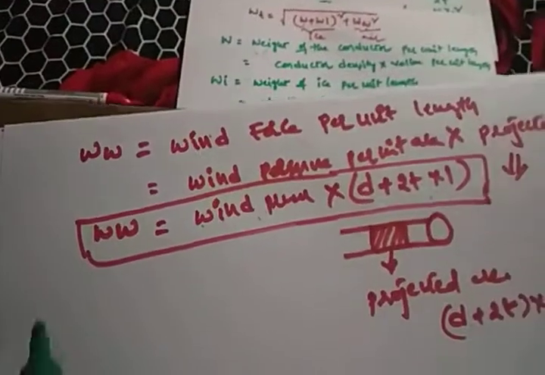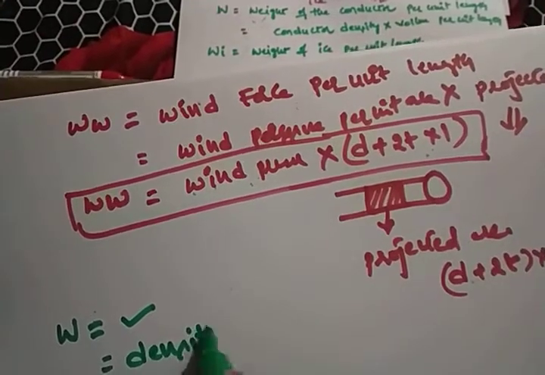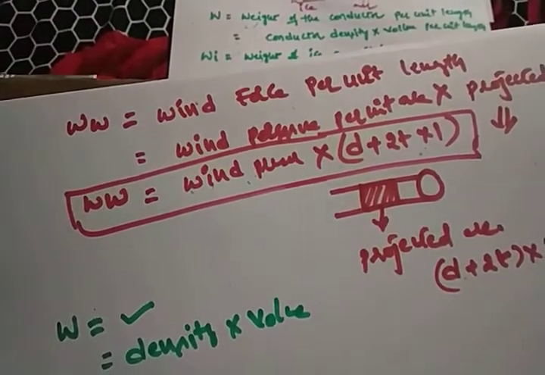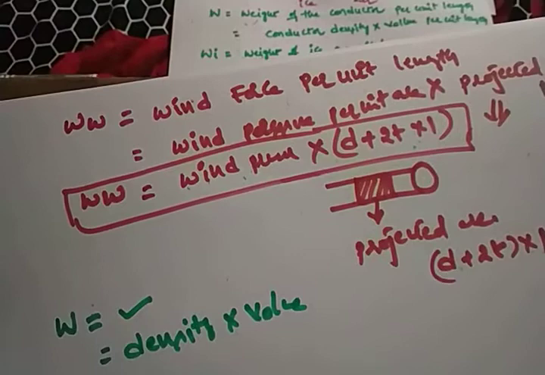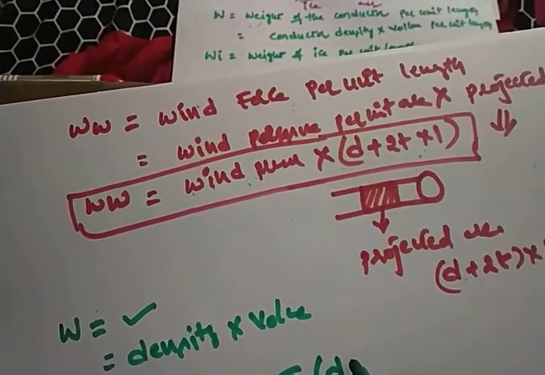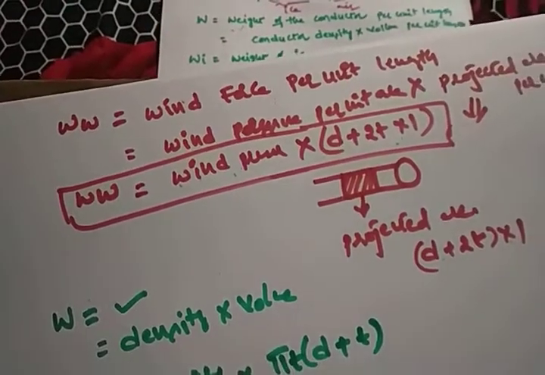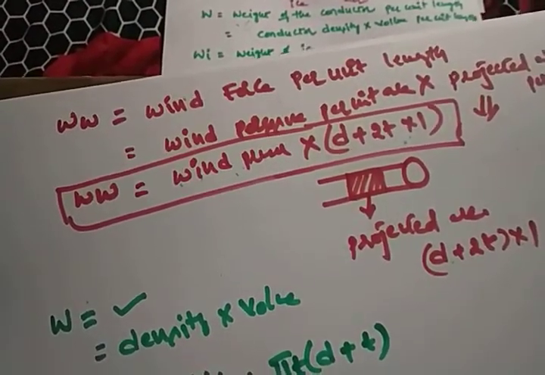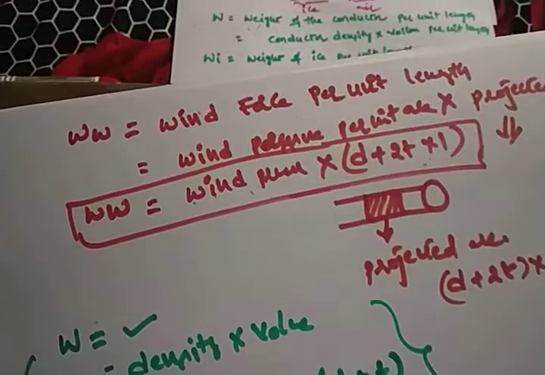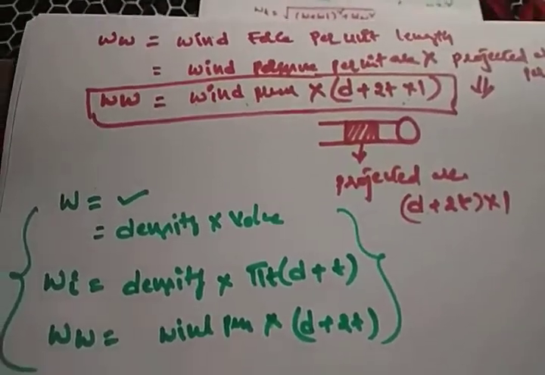So what are the formulas? You know the formula of weight. Weight of the conductor is density into volume per unit length. And one more formula: weight of ice is density, which is definitely given, into pi into t into (d plus t). And the weight of the wind is wind pressure, which they will give, into (d plus 2t). These three formulas are very, very important while solving the problems.